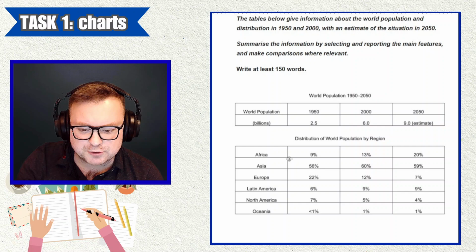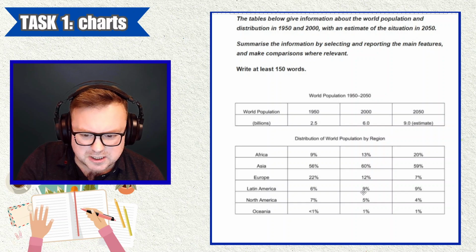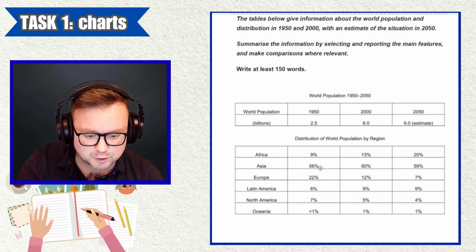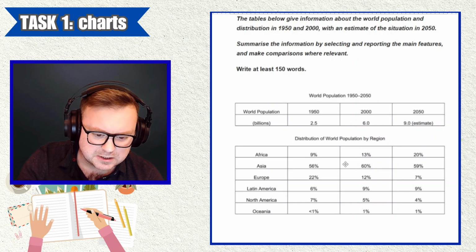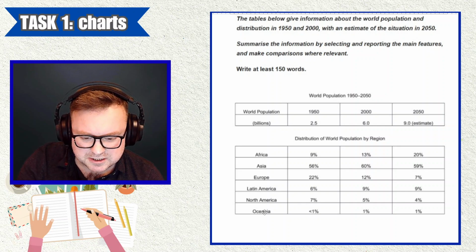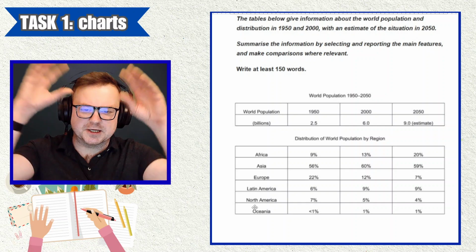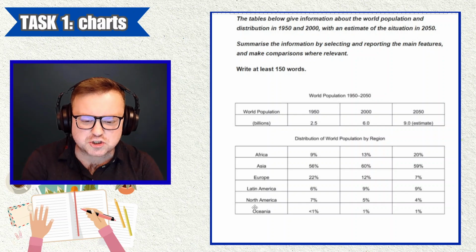Distribution of world population by region. So we get 6 continents here: Africa, Asia, Europe, Latin America, North America, Oceania. Okay, just thinking about key features, the key feature that stands out for me is Asia, with more than half, in all 3 periods, more than half of the world's population lives in Asia, or lived in Asia, or is going to live in Asia. The smallest one, Oceania, that's a key detail. That's a key feature. So, when I think of key features, I always think of like the biggest and the smallest, but also I want to check the biggest changes.